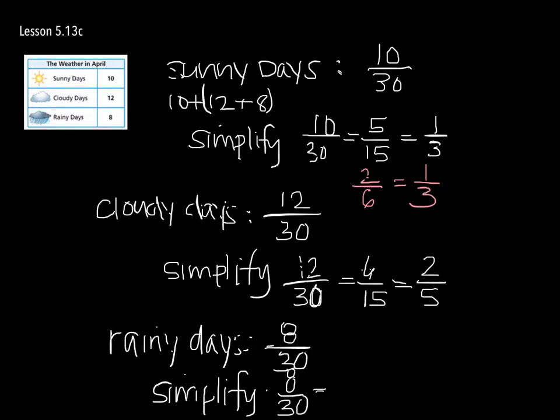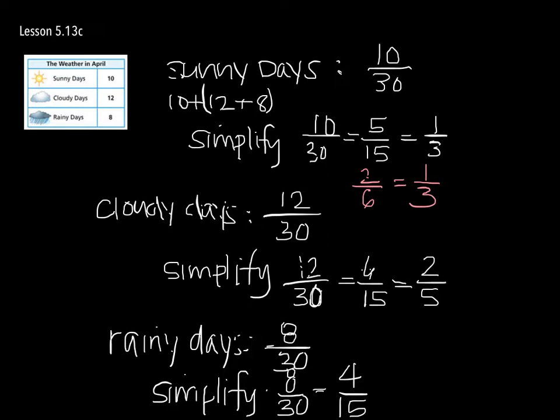And we can divide them both by 2. 8 divided by 2 is going to be 4. 30 divided by 2 is going to be 15. Now, is anything going into both 4 and 15? No, because the only factors of 4 are 1, 2, and 4. And 15 is divisible by 1, which isn't going to help us. But it's not divisible by 2 or 4. So this is its simplified form.